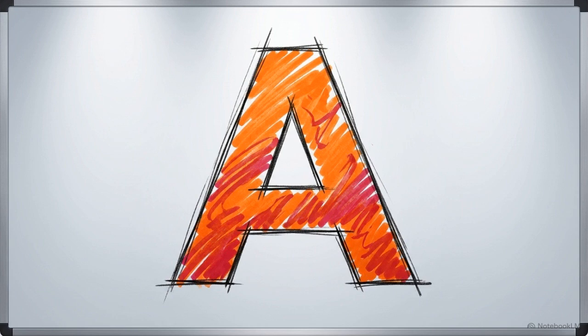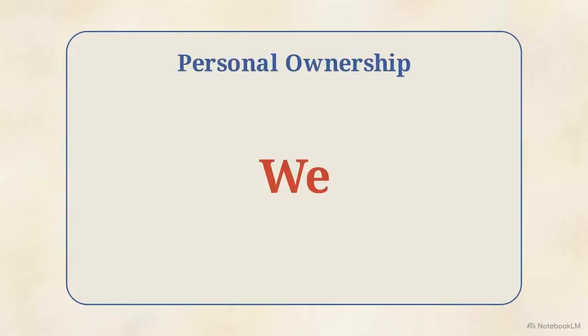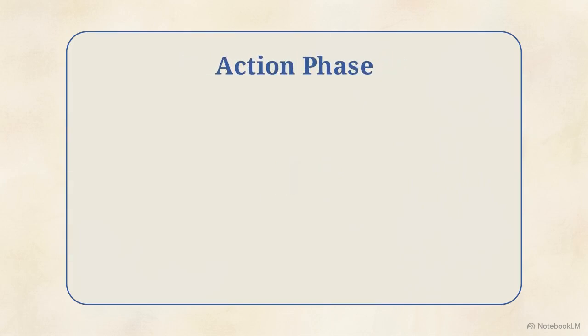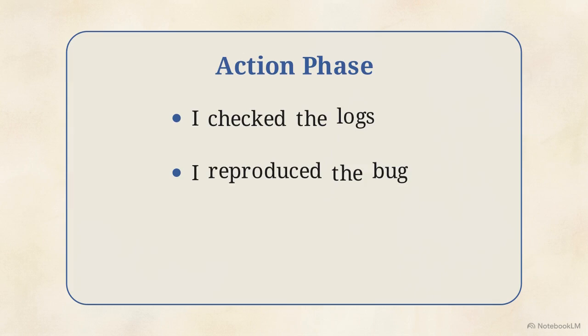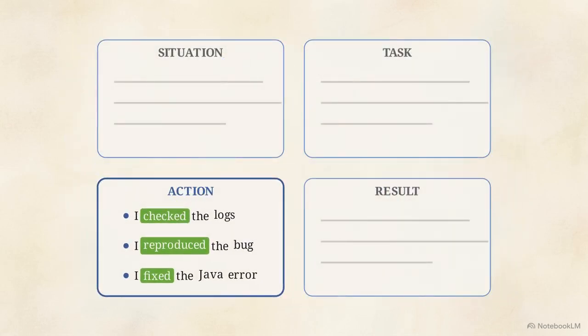Here, you will write 3 to 4 sentences detailing the exact steps you took to solve that specific problem. Focus on personal ownership. Use I instead of we. In an effective action phase: first I checked the logs. I reproduced the bug and found a Java error. I fixed the code and ran testing. These specific verbs clearly define your individual contribution.